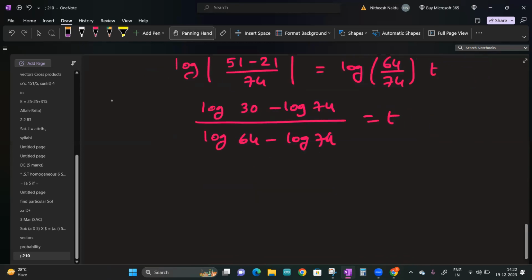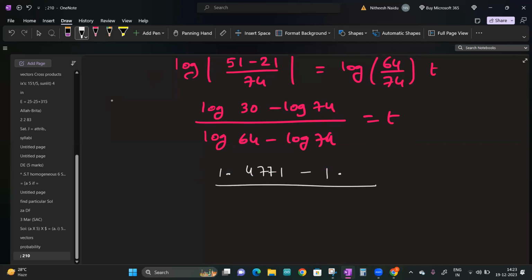Now tell me log 30 is how much? You know how to calculate that logarithm value. Open your textbook, go to the last pages, logarithmic values. For 30, what is the characteristic? Tell me fast. You have to follow the logarithms also, because no one is helping in your examinations. Learn it. It's a two-digit number, so log 30 is 1.4771. Minus, now tell me how much is log 74.